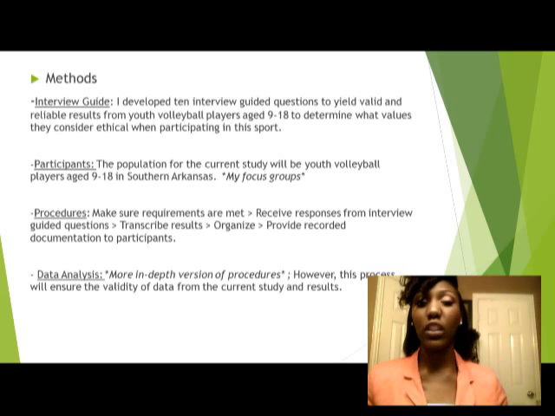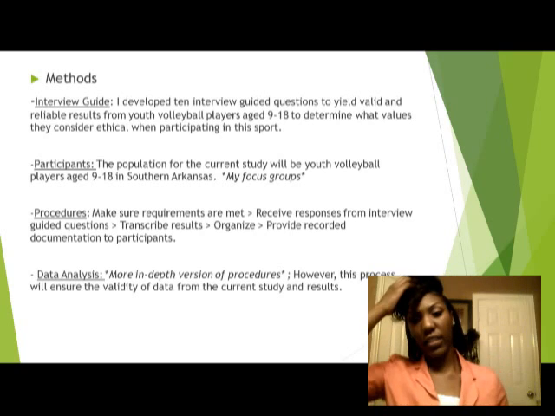The procedure, just to go over those quickly: I wanted to make sure that all requirements were met. I had the knowledge of what I needed to know to meet the requirements before conducting this study. I wanted to receive responses from the interview, transcribe those from the notes and the audio responses that I got from the different players, and organize them in Microsoft Word in different files that I can get to easily. I also want to provide recorded documentation of the participants' results and what they told me interview-wise, answering the questions, to give back to them.